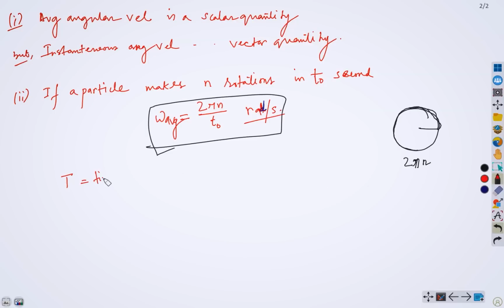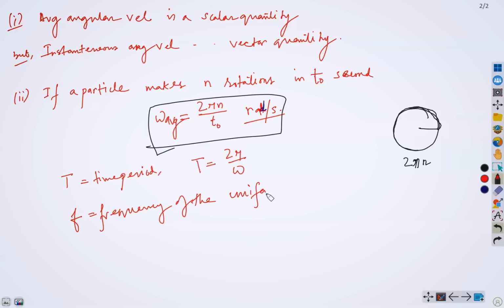Let's say T is the time period, then T is defined by 2 pi by omega. We will define the time period in this way. And we will say f is the frequency of the uniform circular motion, defined as the inverse of the time period, 1 by T. I am writing these expressions, and you should also write them down in your copy and box them in this way, because we are going to use them in solving numerical problems.